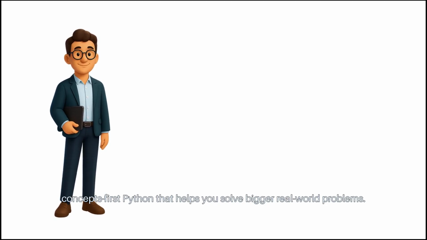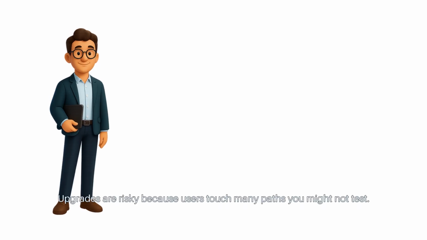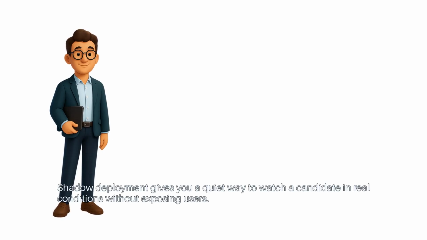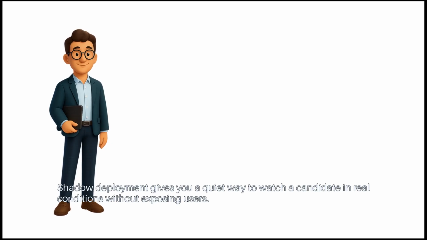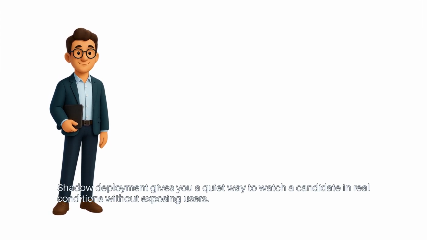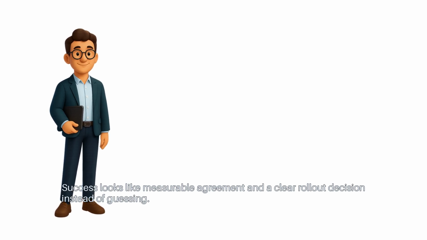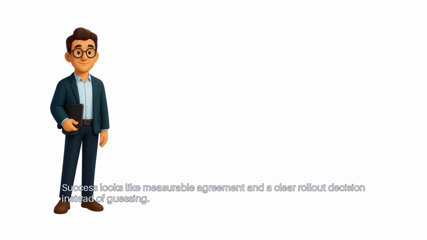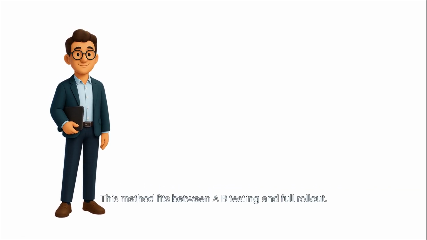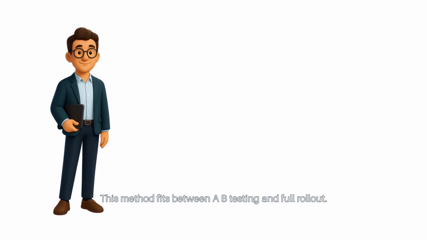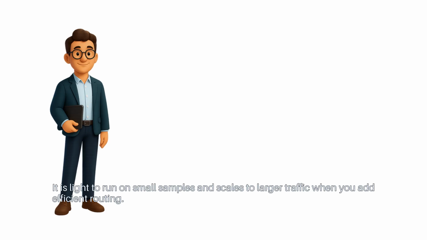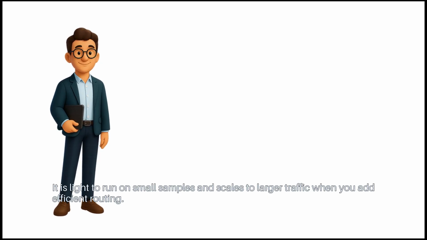Upgrades are risky because users touch many paths you might not test. Shadow deployment gives you a quiet way to watch a candidate in real conditions without exposing users. Success looks like measurable agreement and a clear rollout decision, instead of guessing. This method fits between A/B testing and full rollout. It is light to run on small samples and scales to larger traffic when you add efficient routing.